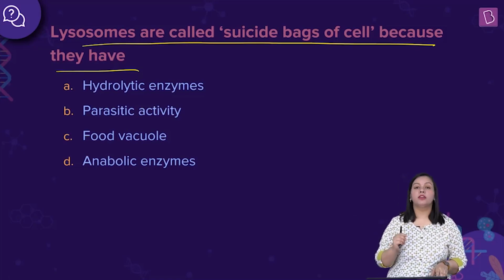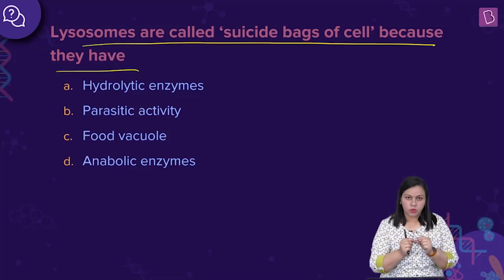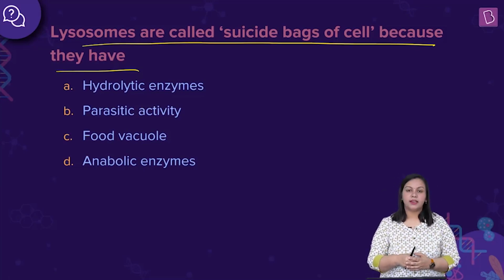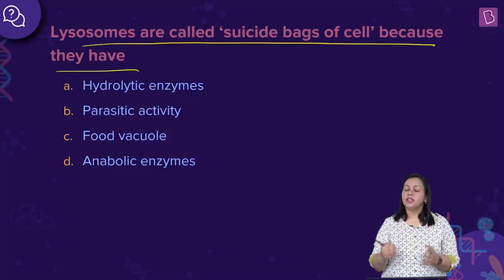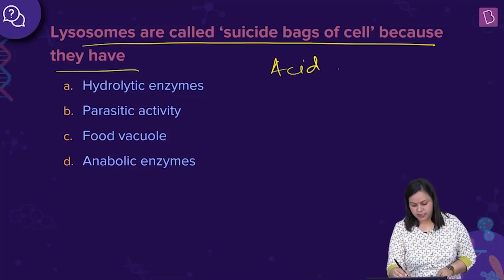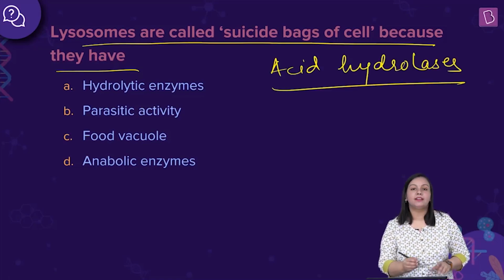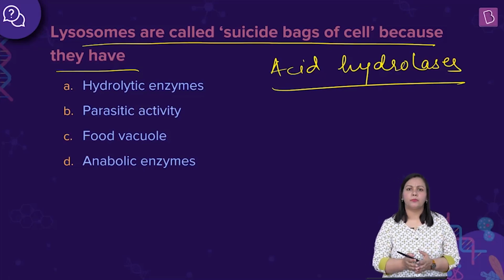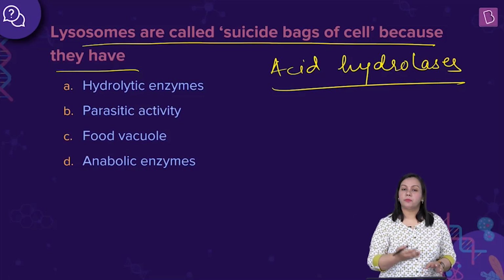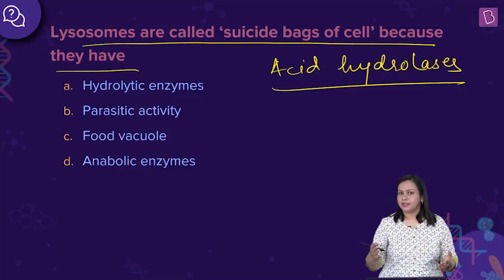When we are talking about lysosomes, what are lysosomes? Lysosomes are single membrane bound cell organelles which arise from the Golgi complex or Golgi apparatus, right? What do they specialize in? They basically have special enzymes called acid hydrolases, which are responsible for breakdown of macromolecules into simpler components. They are active in the presence of water and at an acidic pH, hence the name acid hydrolases.